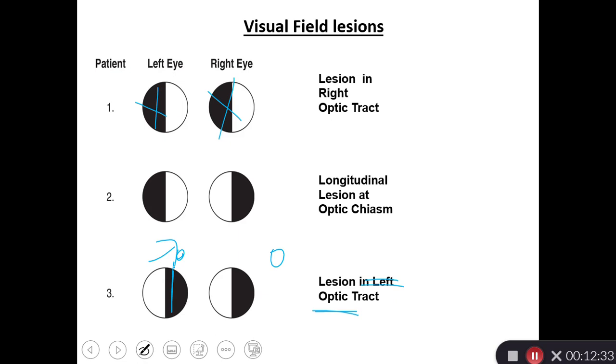How about if there is damage to the optic chiasm or chiasma? Now there would be peripheral field blindness. So the peripheral field on both eyes would be blind, but the central vision will be okay.